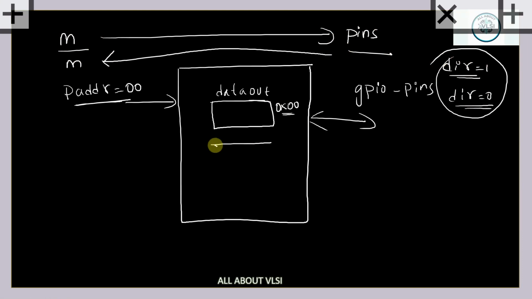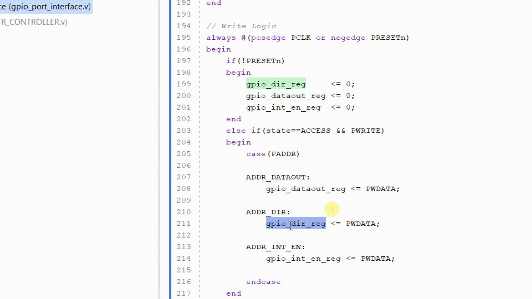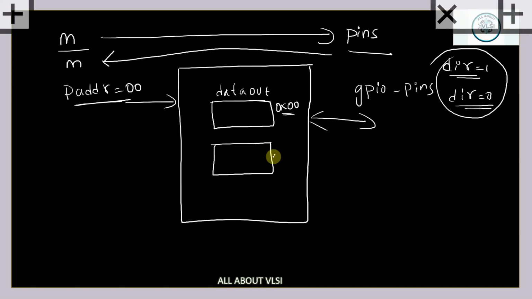Now, there is one register which is known as the direction register. If you want to update or configure this particular value, what is the address you need to provide? You need to provide the address as 4. So if you want to access this register, you need to provide the address via this P address as 4. The last 8 bits should be equal to hexadecimal 4, so that you can configure this particular data direction register.